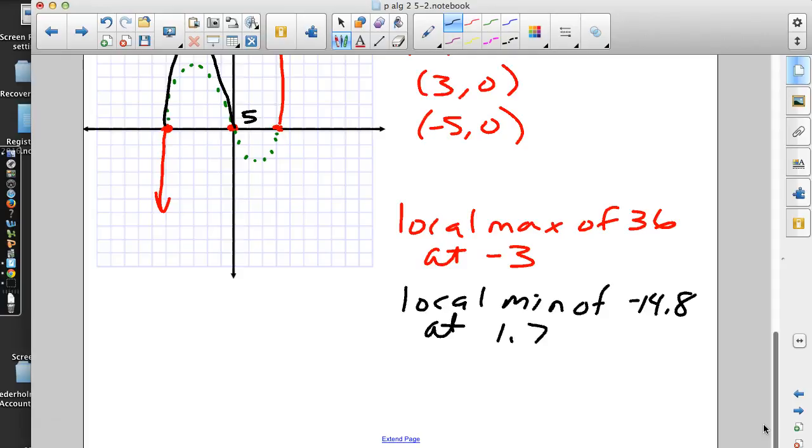So remember we went by 5s here on the y-axis. 1.7, 5, 10, 15, so not quite that far. That one I was pretty close with my guess on.